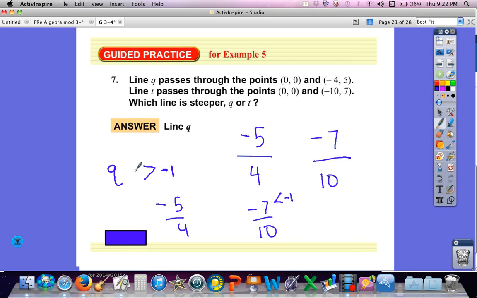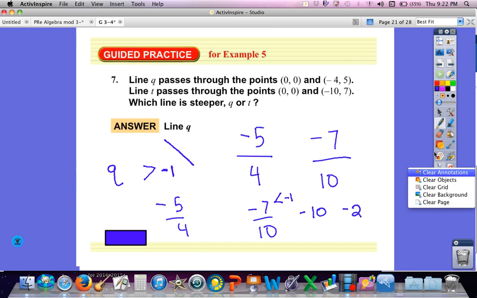Q, okay? Because what we would talk about here is the absolute value. If it's greater than 1, it's actually going down because it's negative. The slope is going down. But the greater the absolute value is, the steeper it is. A line that has a slope of 10 is much steeper than a line that has a slope of 2. So even though negative 10 is smaller than negative 2, we want to consider their absolute value, because the negative really just tells me that that line is going down or up. Okay?